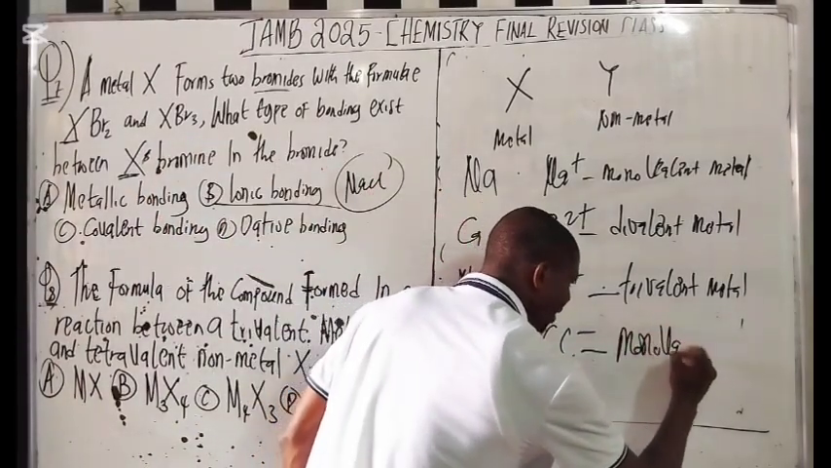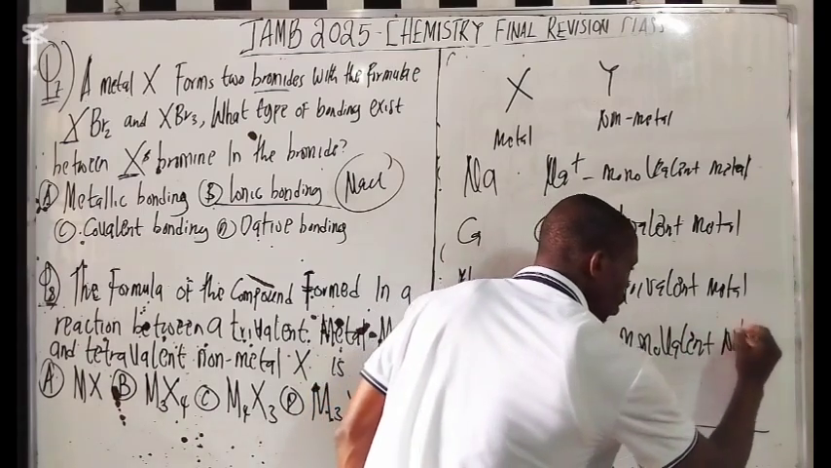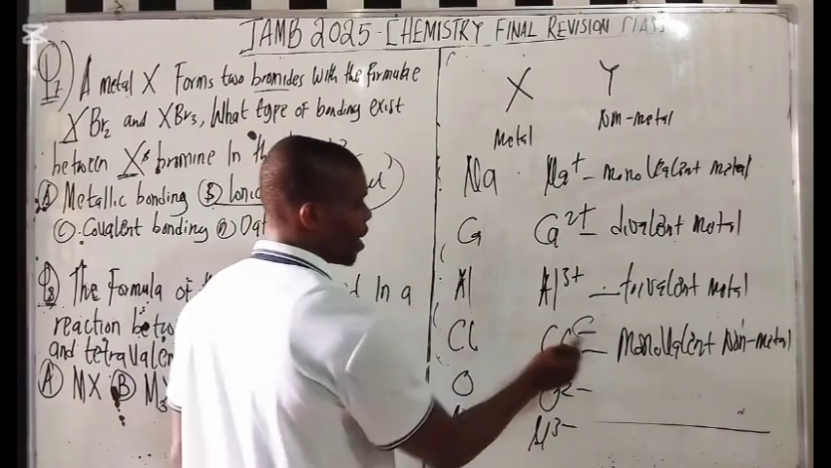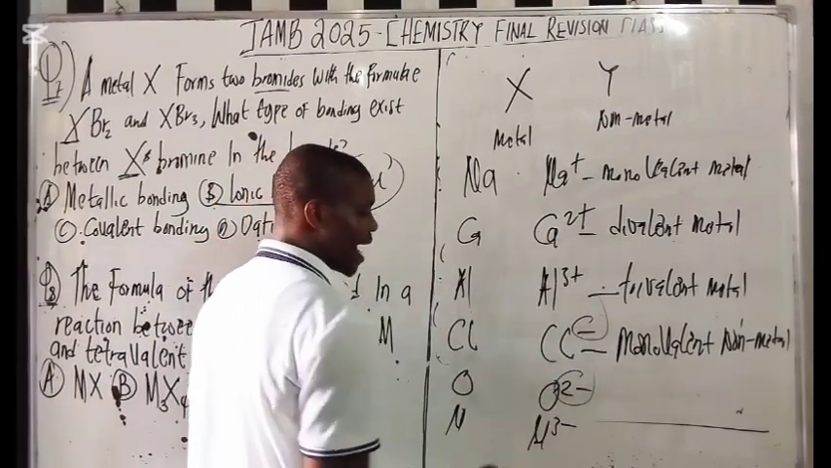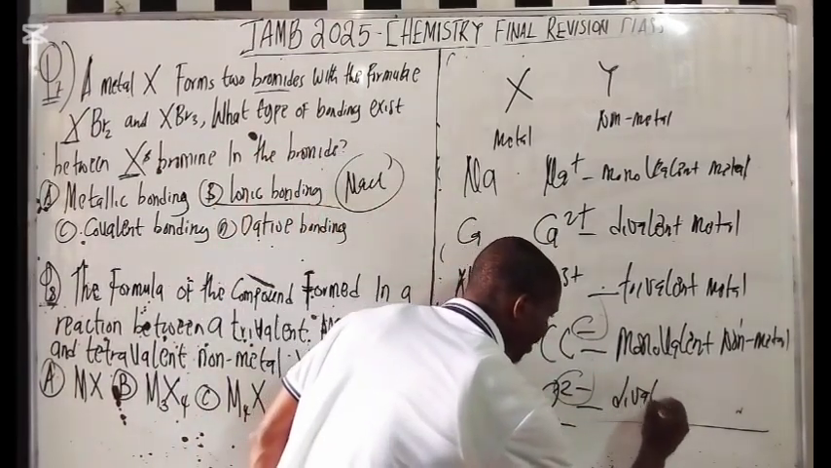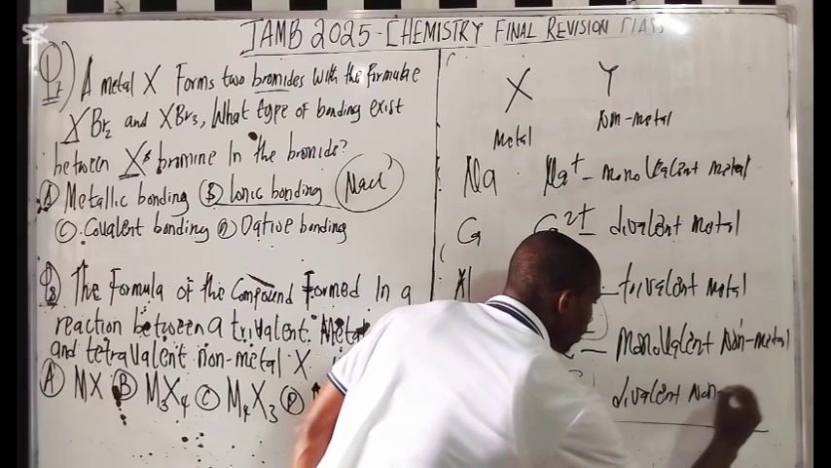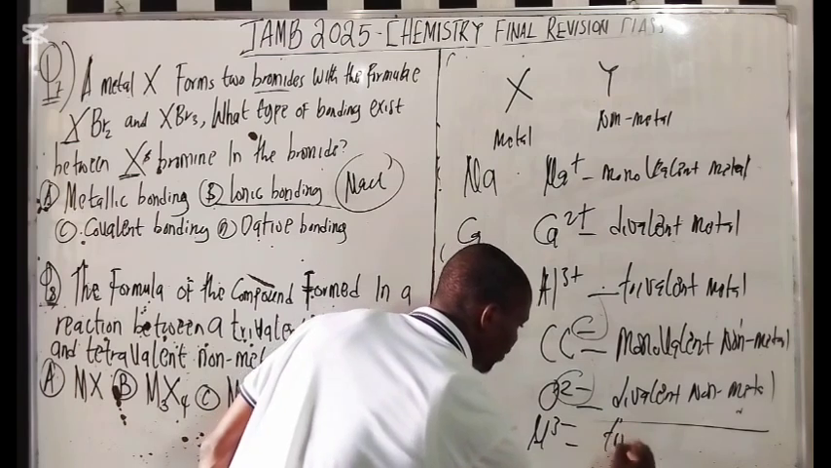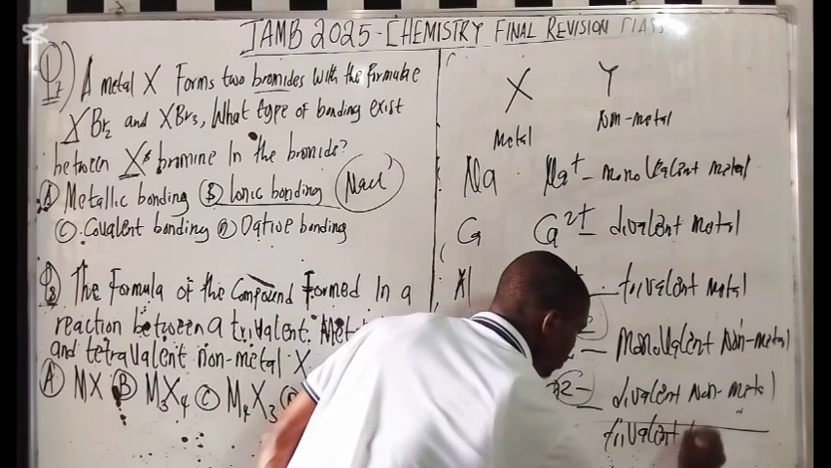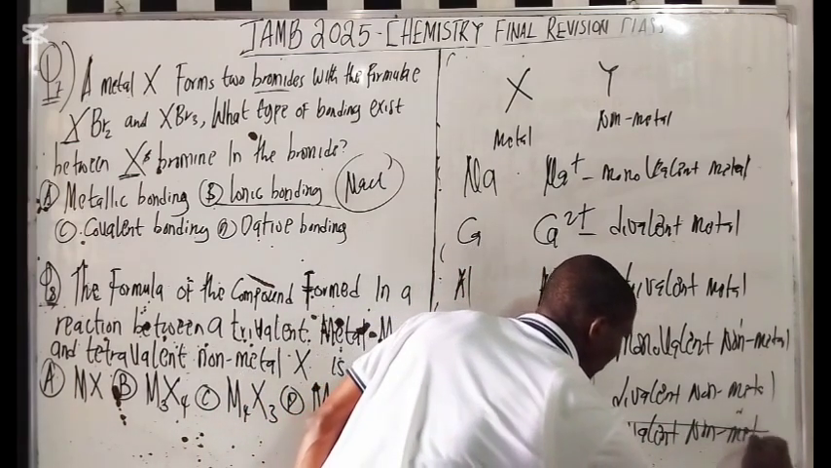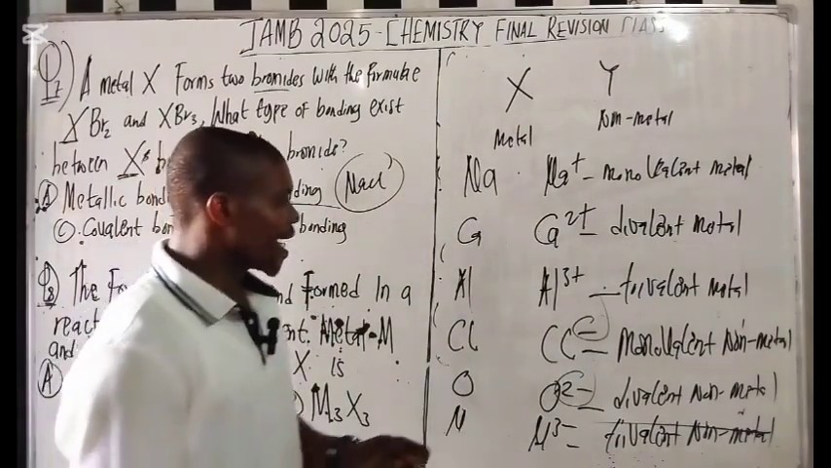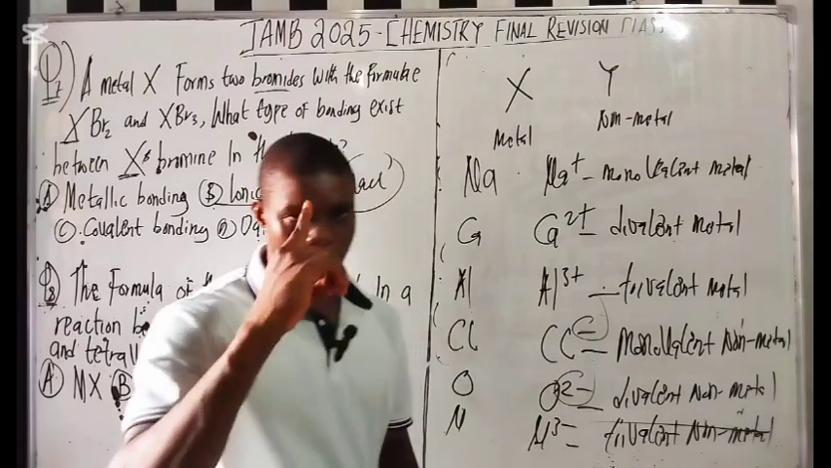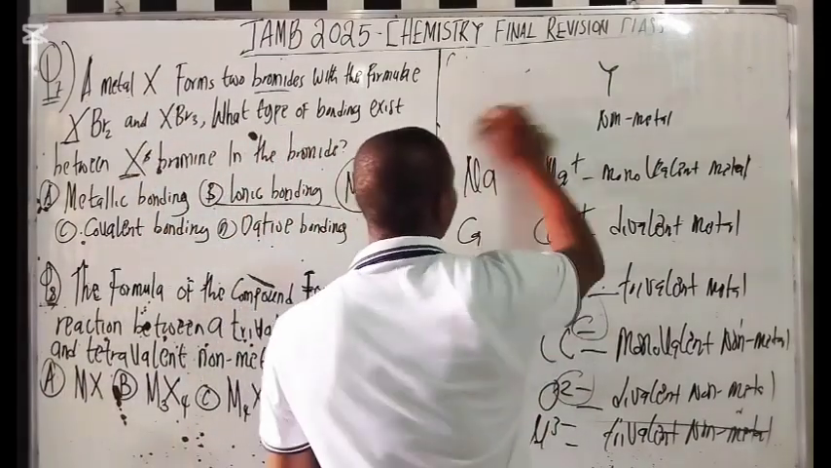Monovalent non-metal. Why is it monovalent? Because it's just 1 here. This is called a divalent non-metal, and here it's called a trivalent non-metal. Do you understand? So you have to take note of all these things because you are going to use them in the exam. Now, let us say, for example, please pay close attention here. Let us say, for example, you are combining.